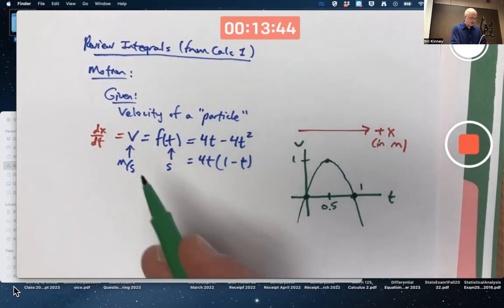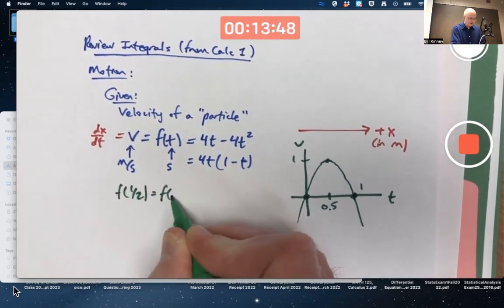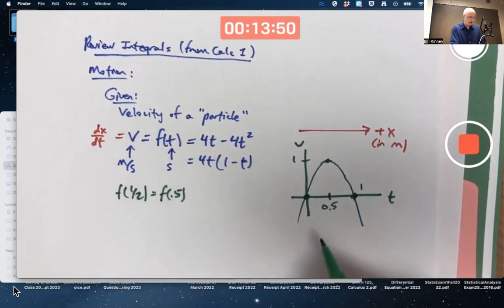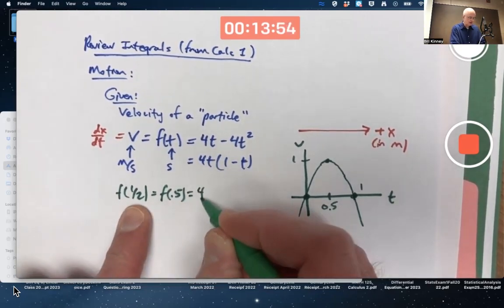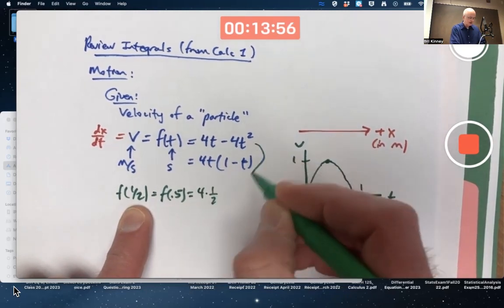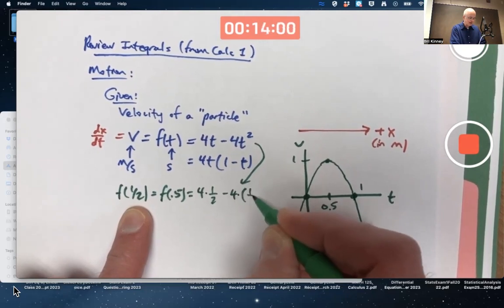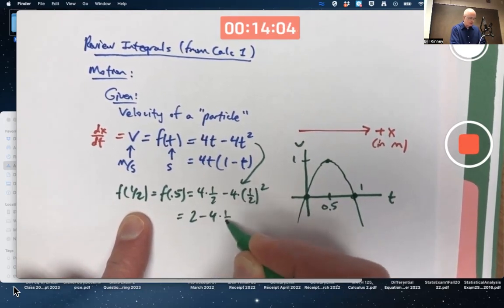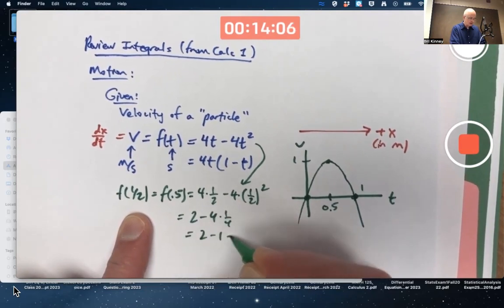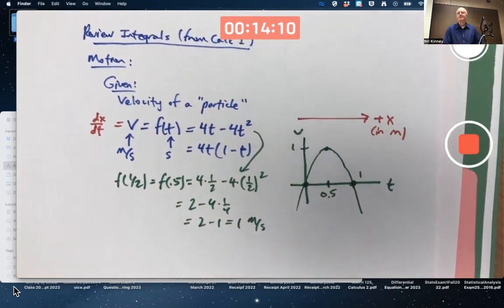We can find its values. For example, f of 1/2, f of 0.5. Let's just confirm that we get 1. I'll plug in a half. You should feel comfortable with fractions in this class. I'll plug it into this formula here. 4 times a half minus 4 times 1/2 squared is 2 minus 4 times 1/4. 2 minus 1 is 1. Don't forget your units, meters per second.